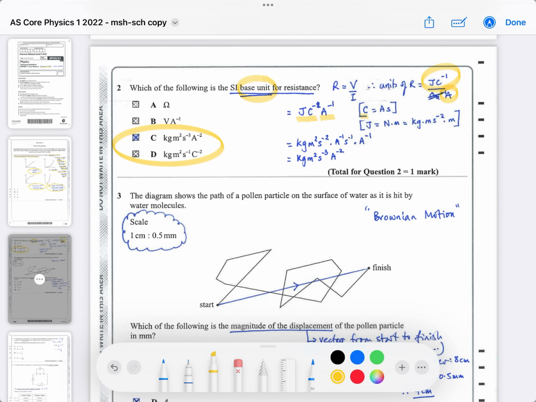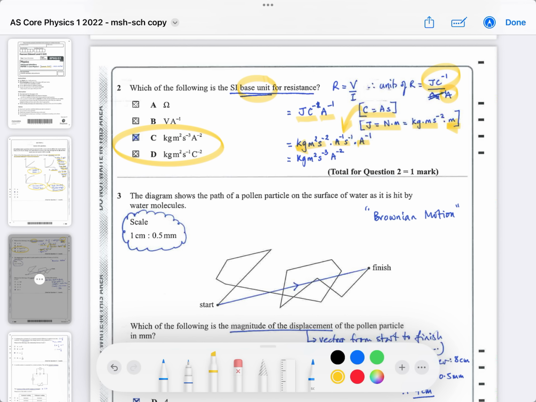A coulomb is derived from an amp. A coulomb is amp times seconds, and a joule is a force times the distance, so it's a newton times a meter. A newton is a force, which is a mass times acceleration, so you get kilograms, meters squared, seconds to the -2. So that's the joule. This is the coulomb to the -1, and there's amps to the -1 that we had initially.